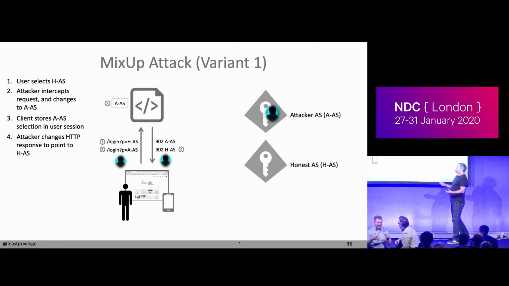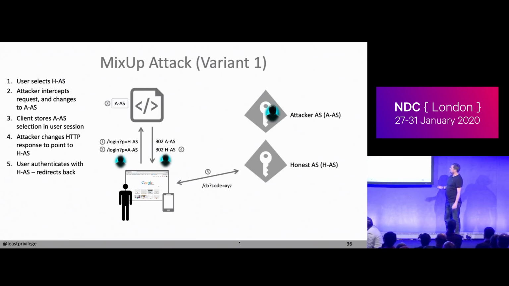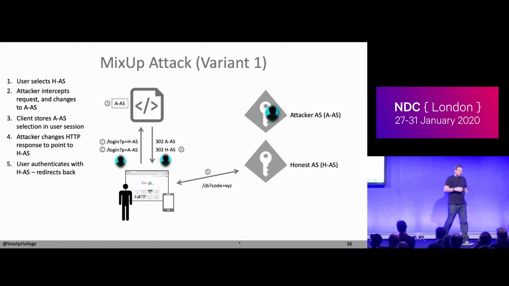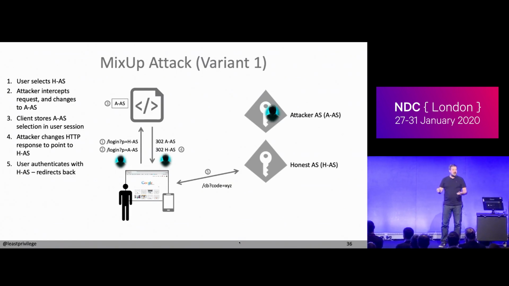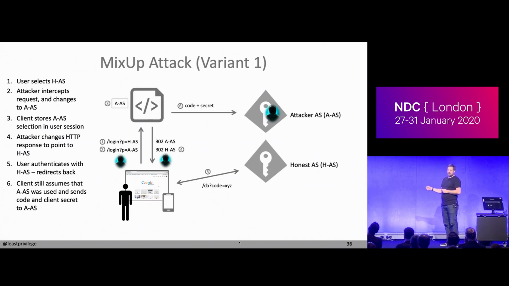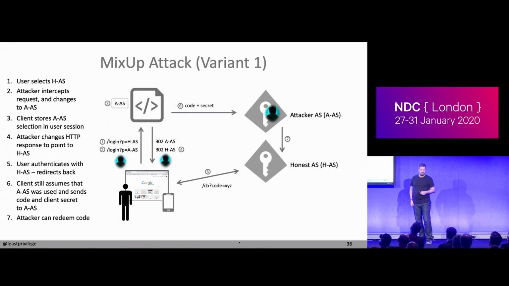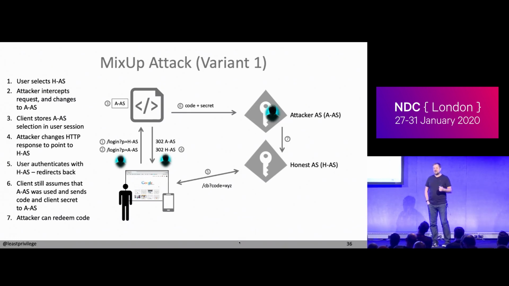Now the browser will do a redirect to the honest STS, will authenticate, he will get back a code, the code will travel back to the client. Where does the client now think he has to send his client ID and secret to? To the attacker STS, okay? And now the attacker STS can just use the code and the secret and so on to get a token, yeah? Now you might say, that means he has network access, right?